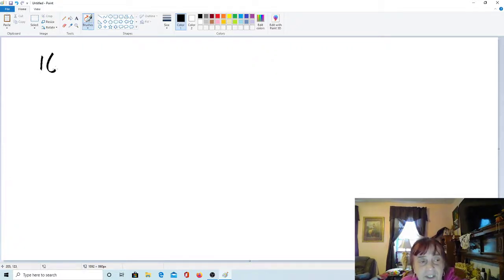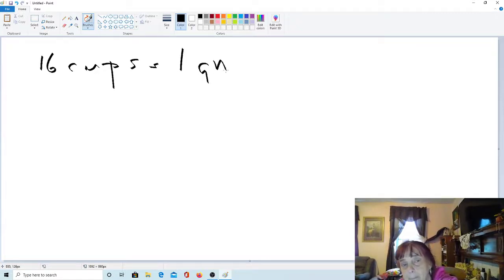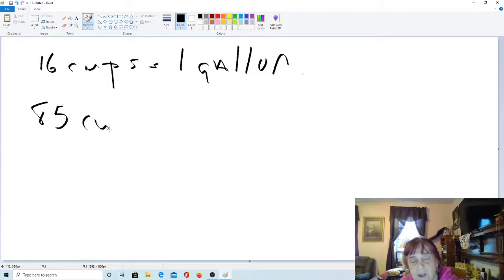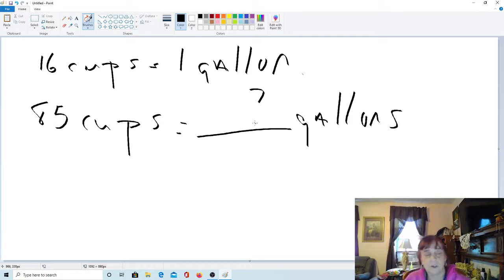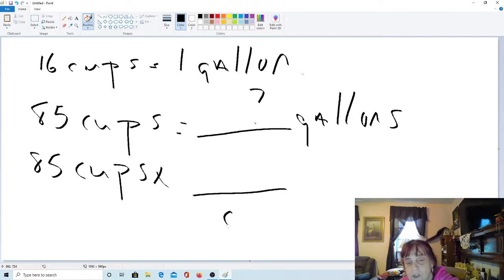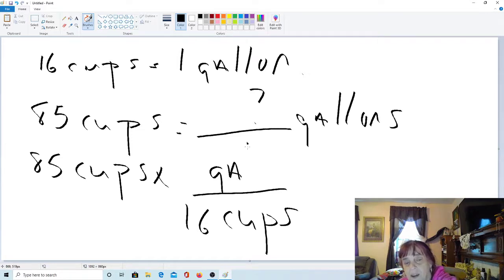Okay, and we know 16 cups is 1 gallon. So you have 85 cups. How many gallons do you have? So you set it up so that your cups cancel out. 16 goes with cups. 85 divided by 16 is what? 5.3125 gallons.